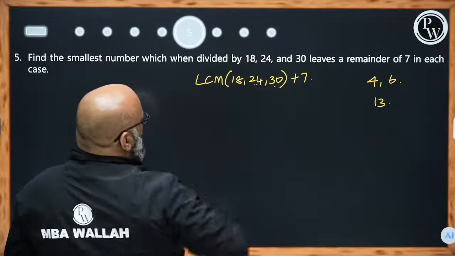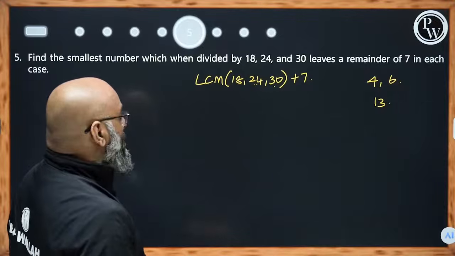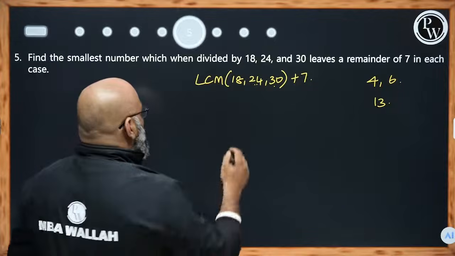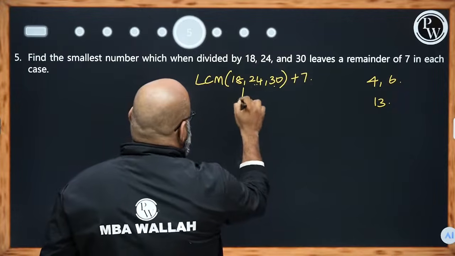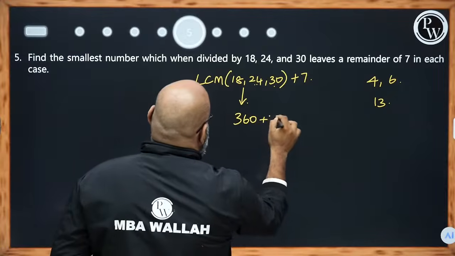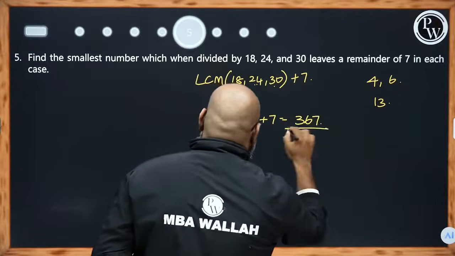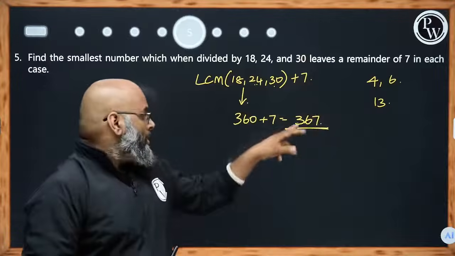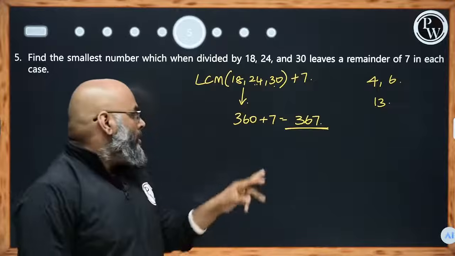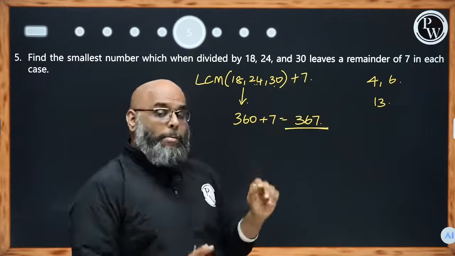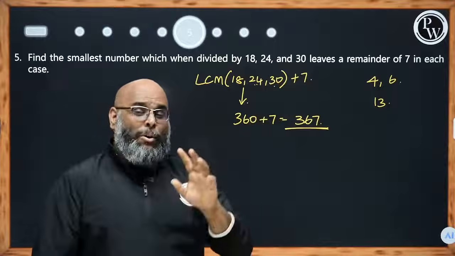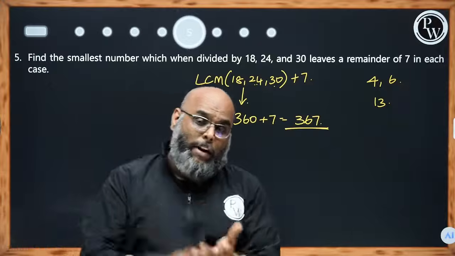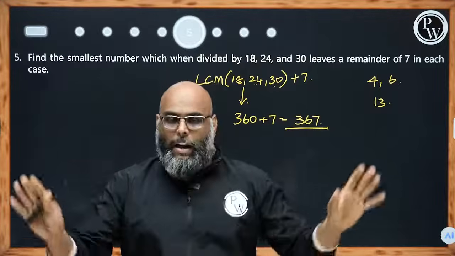120 goes well in 30, also in 24, but doesn't go in 18, there has to be a 9. So that is 360. The LCM of these three numbers is 360, plus 7. We are looking at 367, and that is the number that will satisfy the given condition. 367 by 18, remainder is 7. 367 by 24, remainder is 7. 367 by 30, remainder is 7, and that is the first such number where it happens, right?